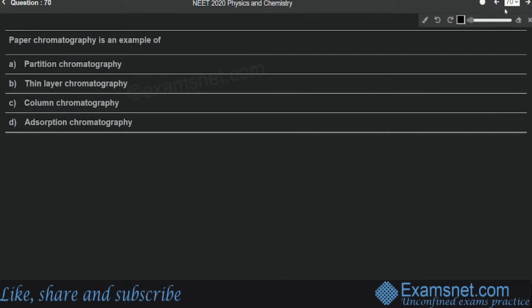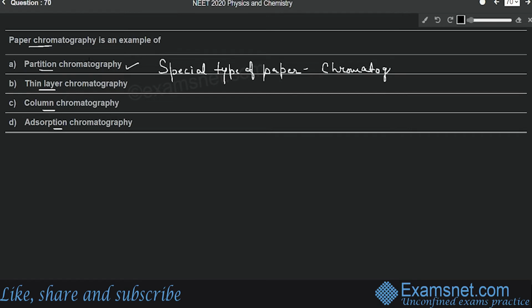Question number 70 is from the chapter Organic Chemistry, some basic principles and techniques. And the question is, paper chromatography is an example of, options are partition chromatography, thin layer chromatography, column chromatography, and adsorption chromatography. So the correct answer is option A, that is partition chromatography. Okay, so special type of paper known as chromatography paper is used here.